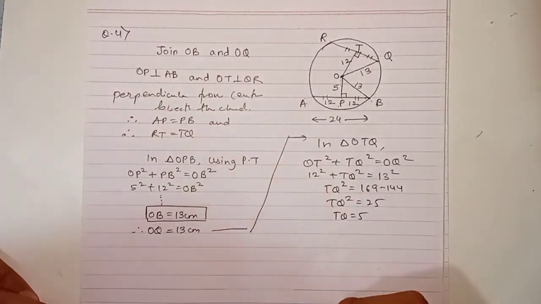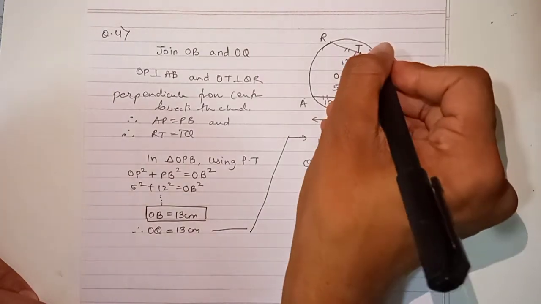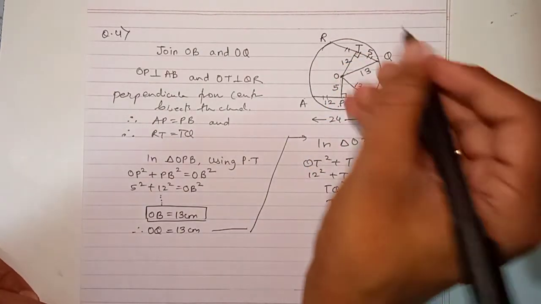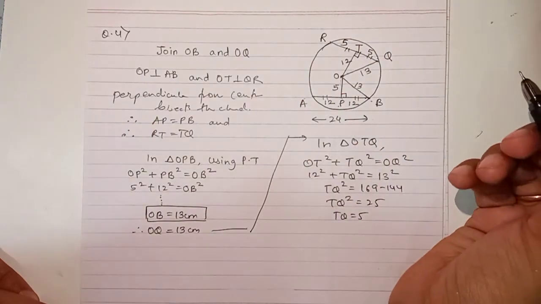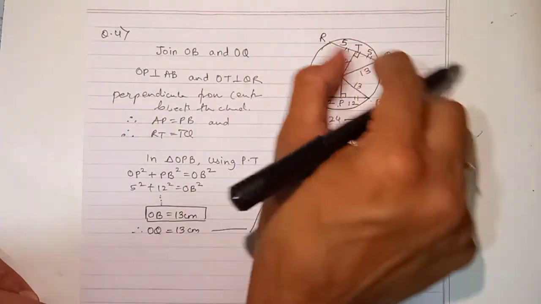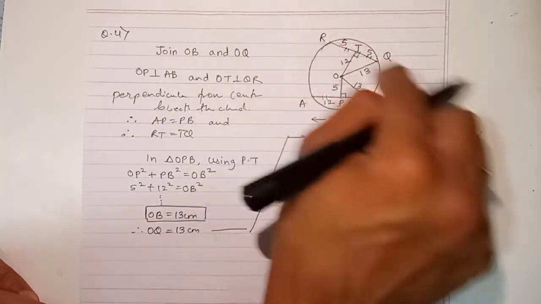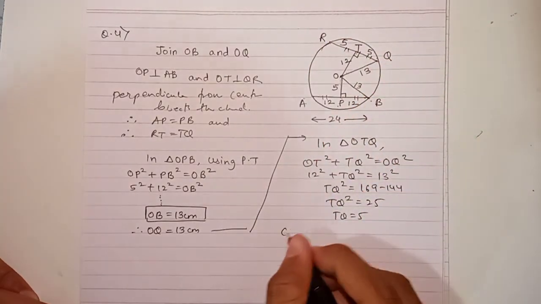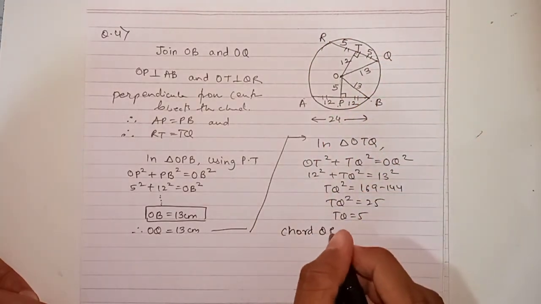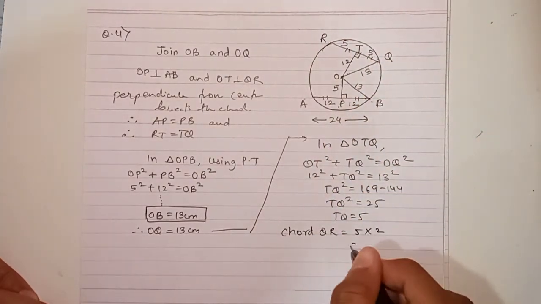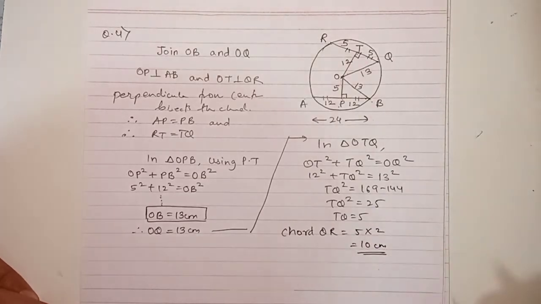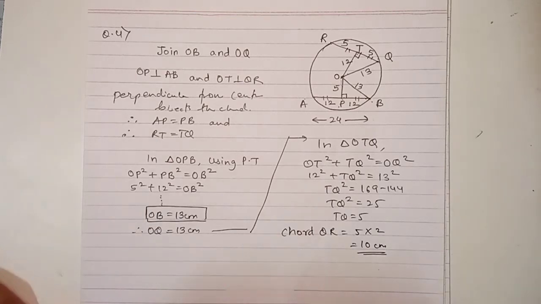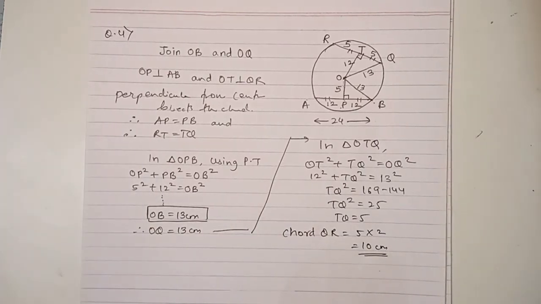TQ is 5. If this TQ is 5, that means this TR will also be 5, RT, because ये दोनों equal है. So ये 5, तो पूरा chord क्या हुआ? Chord QR will be 5 into 2, 10 centimeter. This is all what we had to do. Okay? Copy the sum.